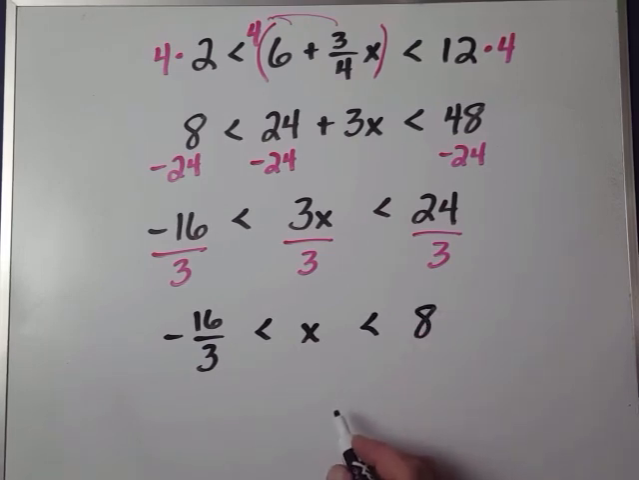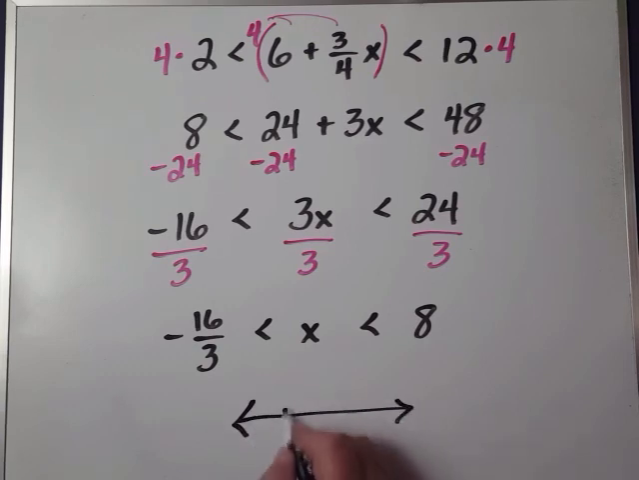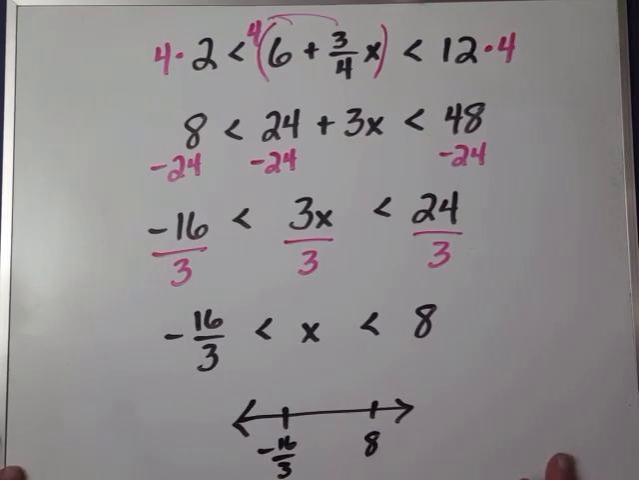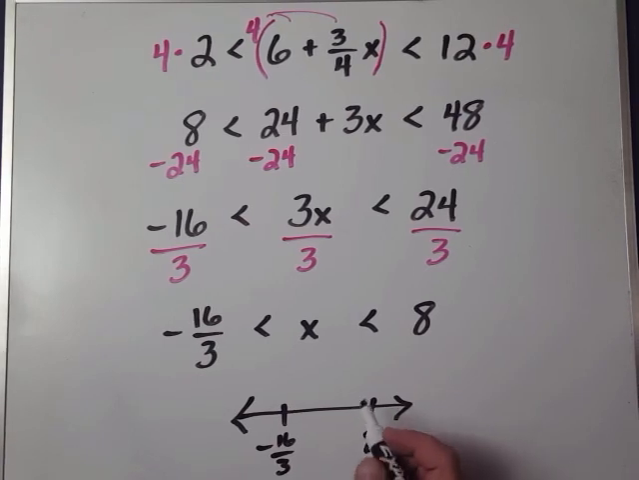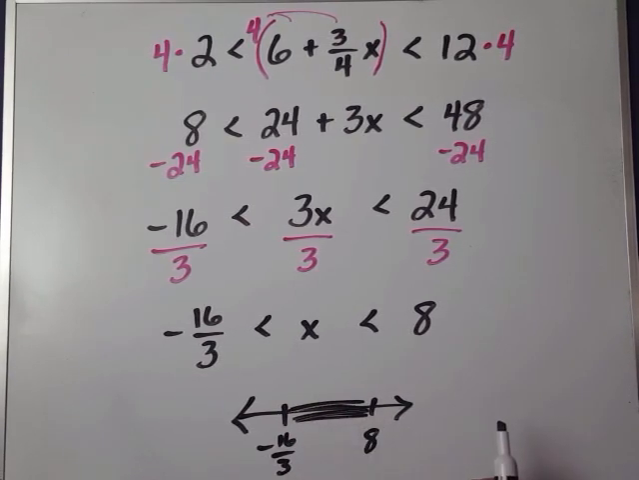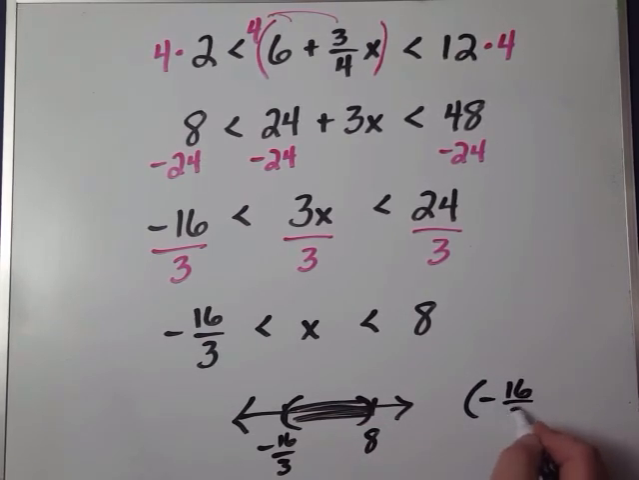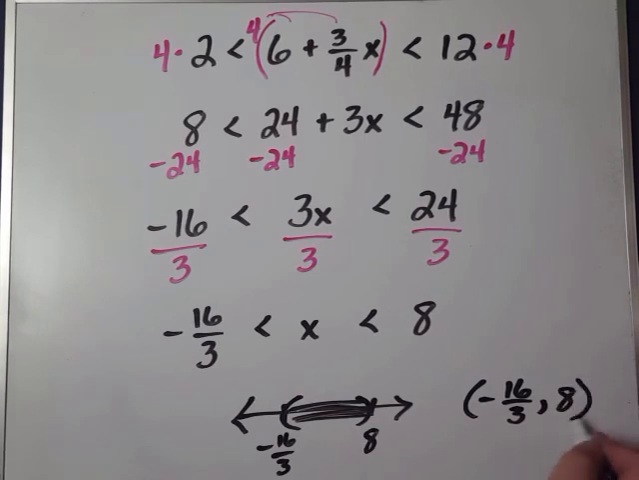There's our solution, our graph. And with the graph as well, smaller number on the left. Smaller number on the left. Shade everything between. We're not including either endpoint. We're talking about the open interval on negative 16 thirds to positive 8.